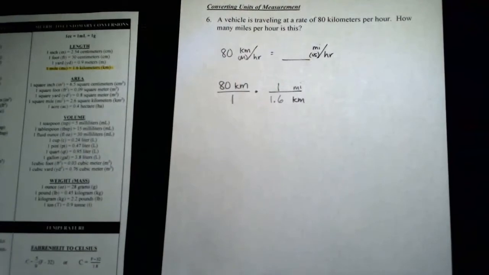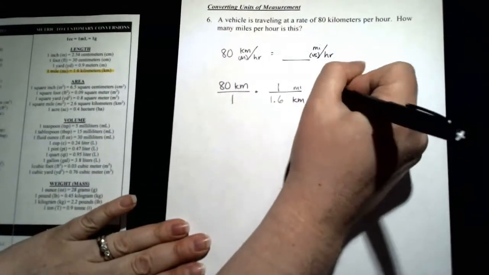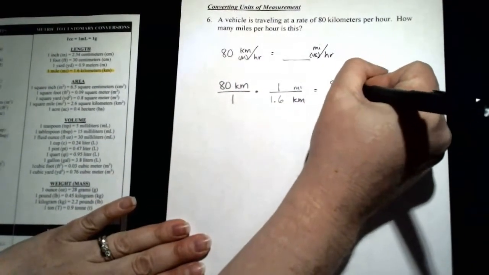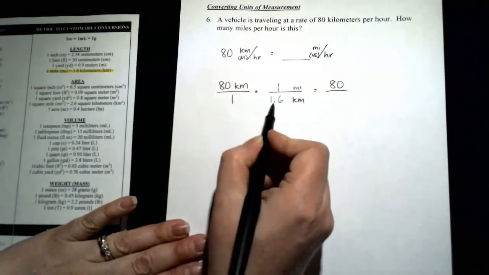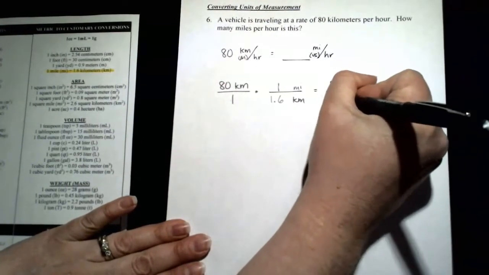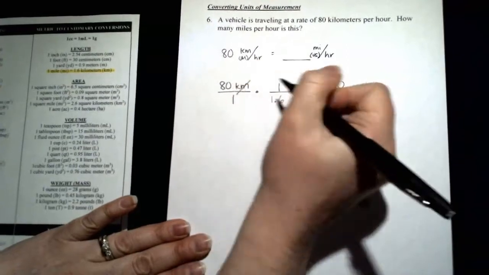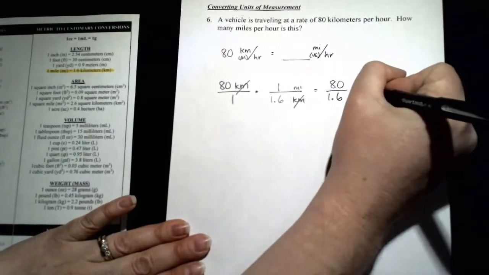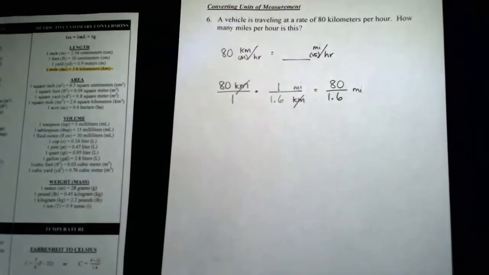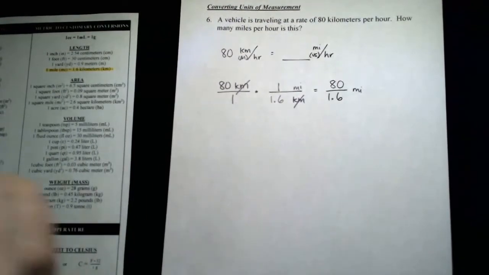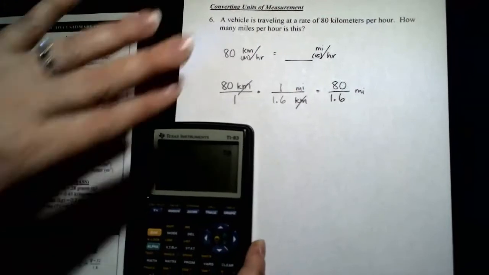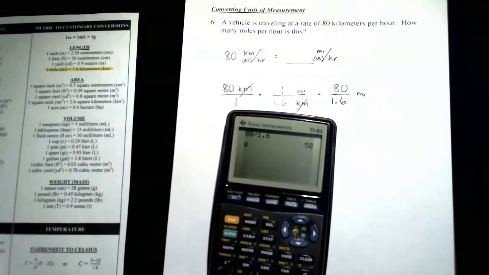Then I'm going to multiply straight across. 80 times 1 is 80. 1 times 1.6 is 1.6. Kilometers cancel. The miles is the new unit now. And now I'm looking at a fraction, so I need to divide. I got 50.